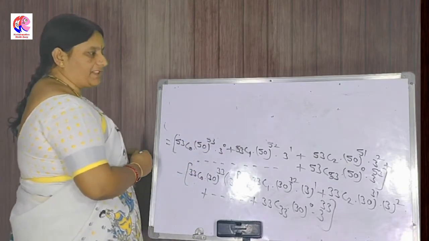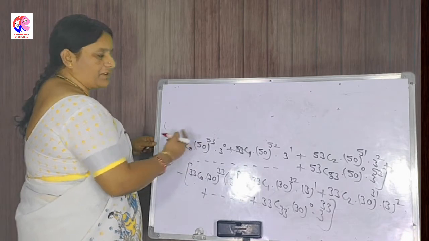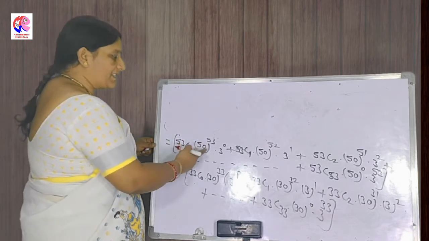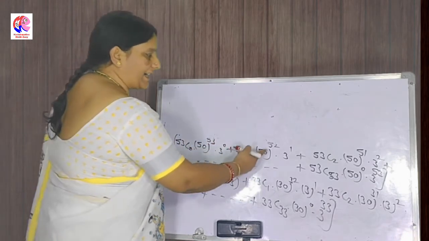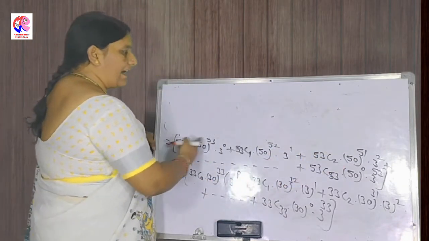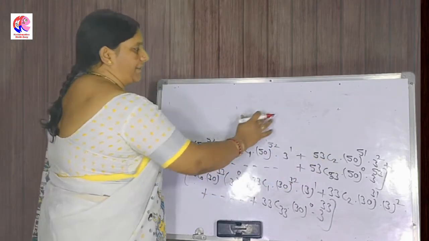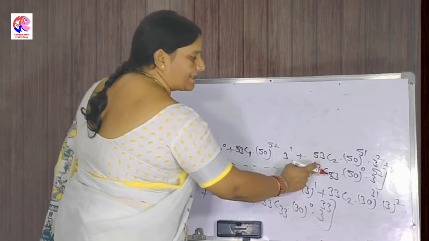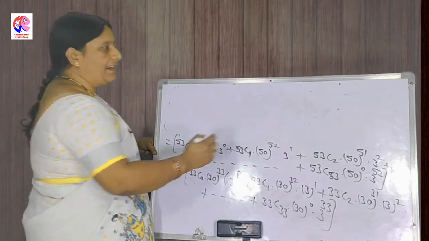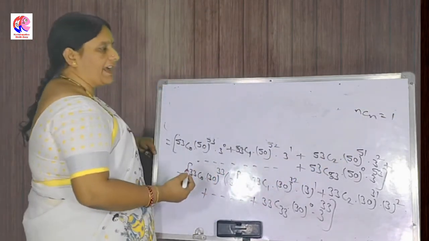Observe all the terms of this binomial expansion. First term is 50 to the power of 53, which is a multiple of 10. And second term is also a multiple of 10. Third term is a multiple of 10. Like that all these terms are multiples of 10 except the last term. Why? Because the last term is 53C53. It is like nCn. nCn value is 1.